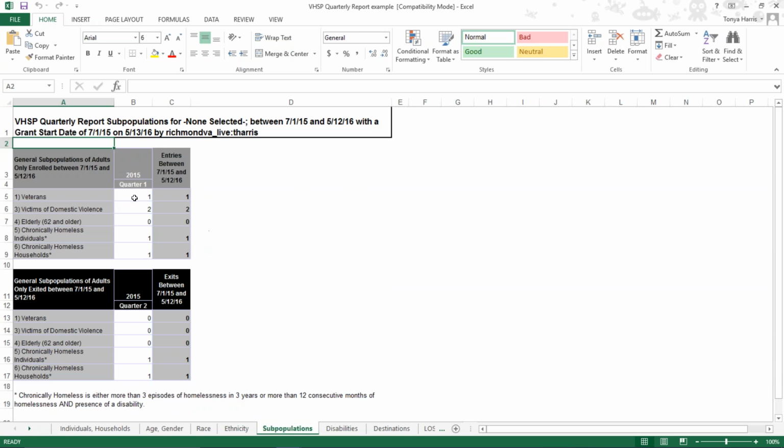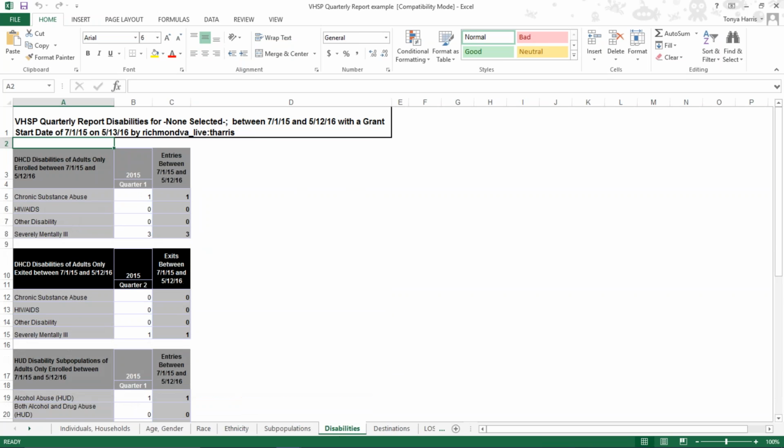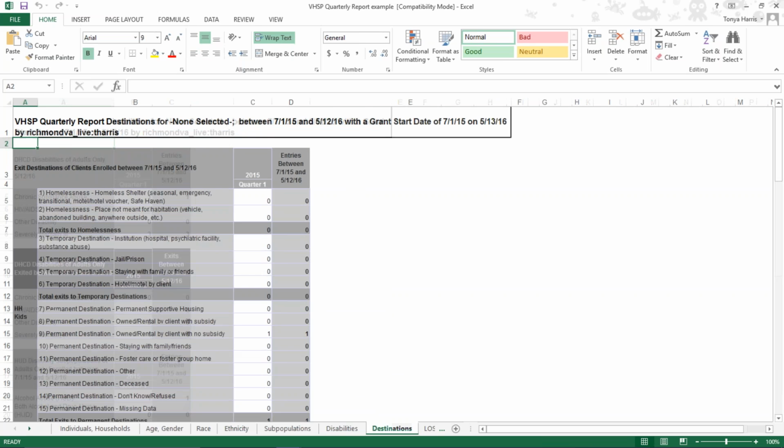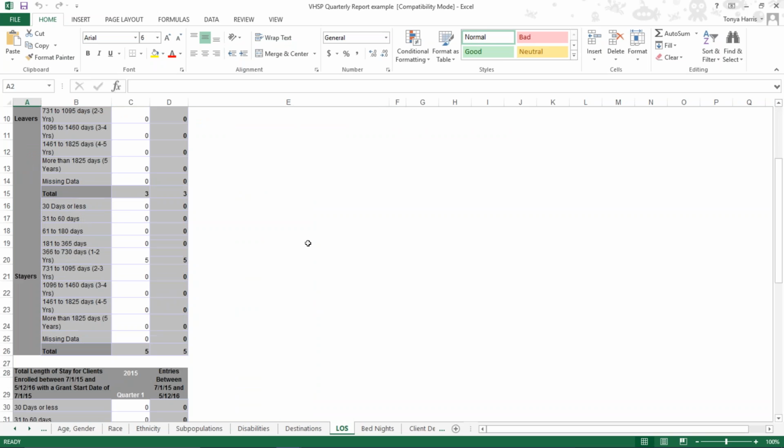Subpopulations are our veterans, DVs, elderly, and chronic, which isn't calculating correctly right now. Then we have more disabilities. We have our substance abuse and others. Where did our clients go? Okay. Length of stay. So this is a pretty cool report tab. It tells us how long our clients have stayed with us.